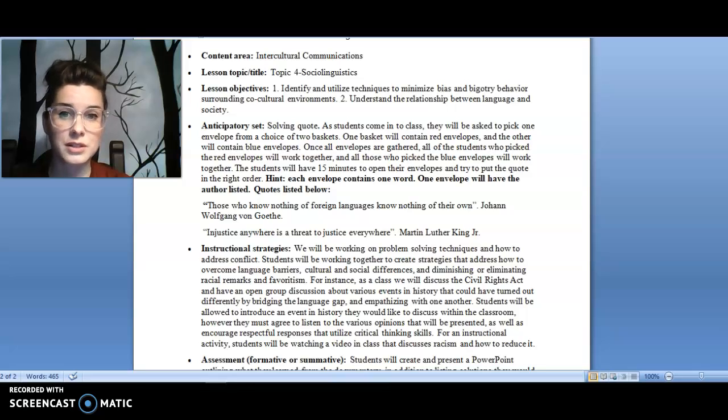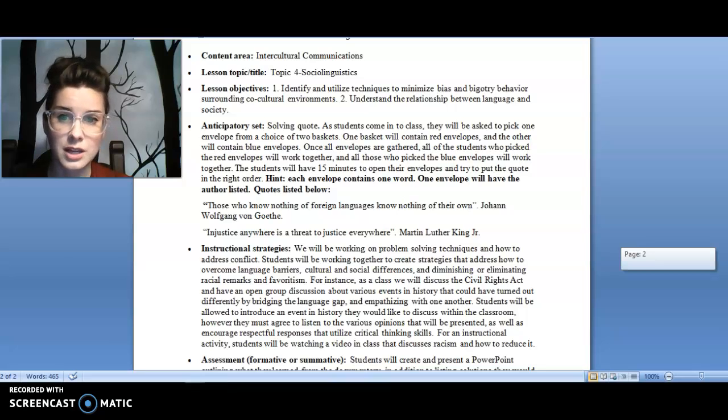I do have a series of 6 topics in this lesson plan, but we're going to go ahead and go over topic 4, which is social linguistics. The first thing for the instructor to review with the students are the lesson objectives. In this particular topic, our objectives are to identify and utilize techniques to minimize bias and bigotry behavior surrounding co-cultural environments and to understand the relationship between language and society.